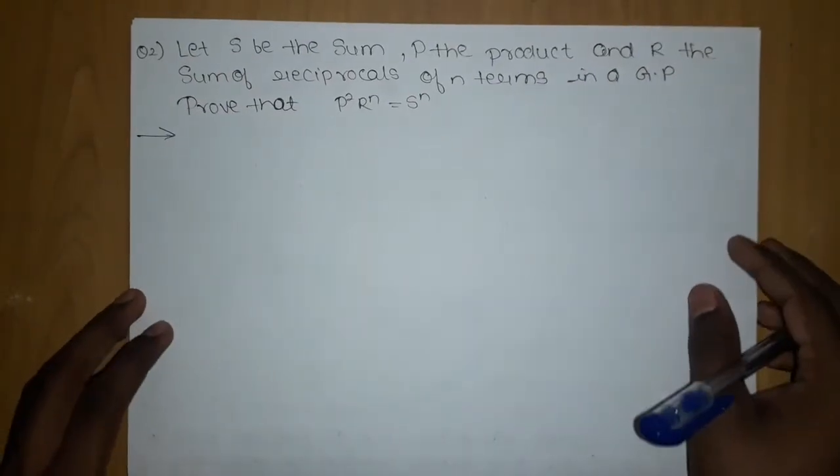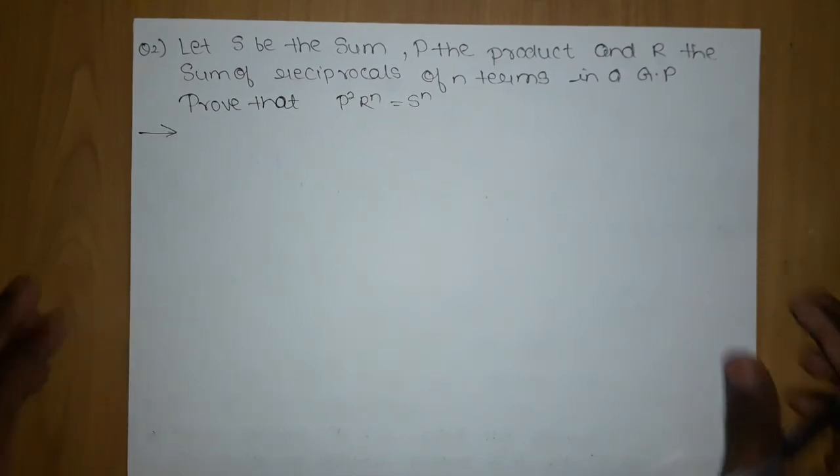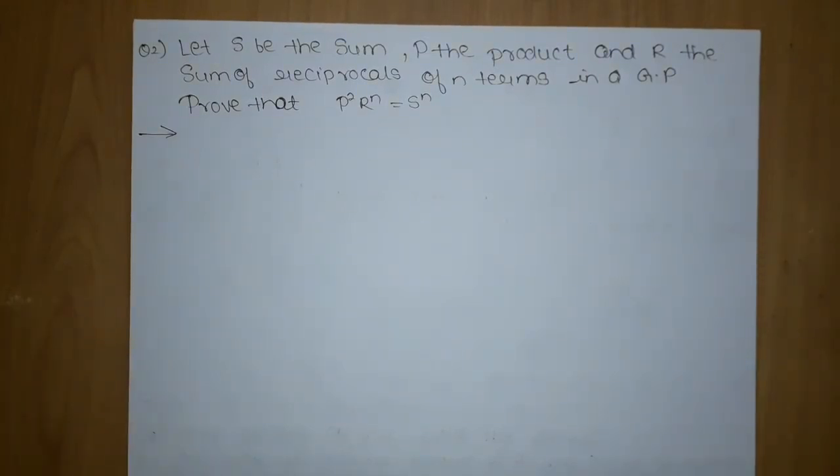Okay, the next question is this. Question number 2, let me read the question. It says: let S be the sum, P the product and R the sum of reciprocals of n terms in a GP. We have to prove that P squared R to the power n is equal to S to the power n.